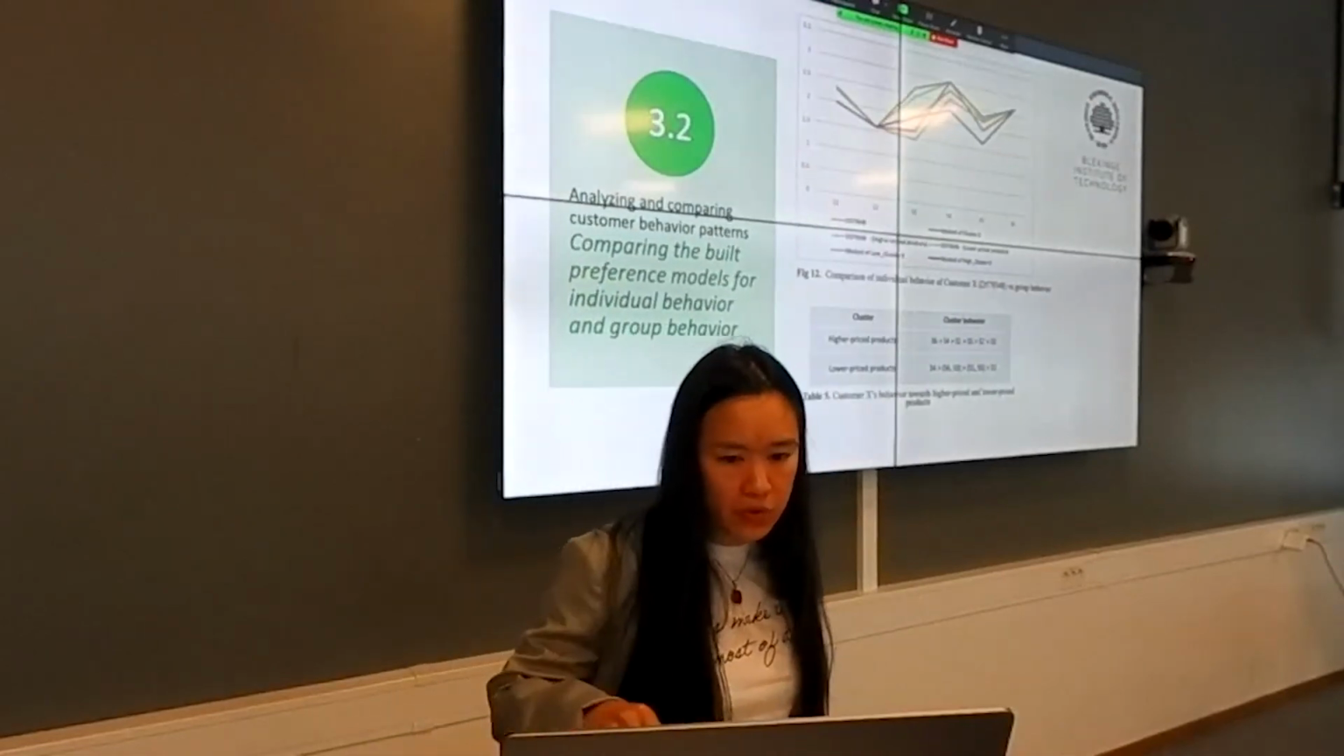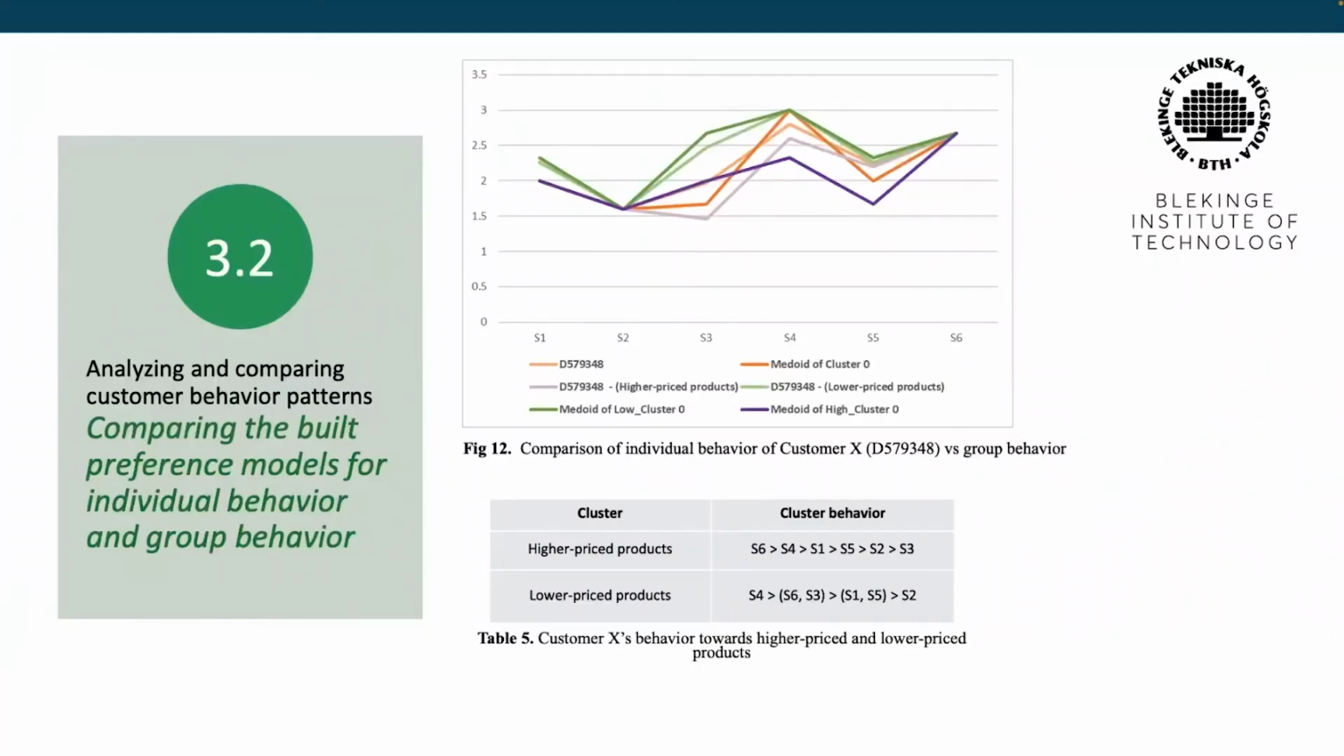And another type of analysis we tried to do is here we pick one customer whose code is D5 79348. So it's one of those lines. And also their behavior in more expensive chairs and less expensive chairs, and compare it to general groups. So this is to show how we can compare an individual behavior to group behavior.